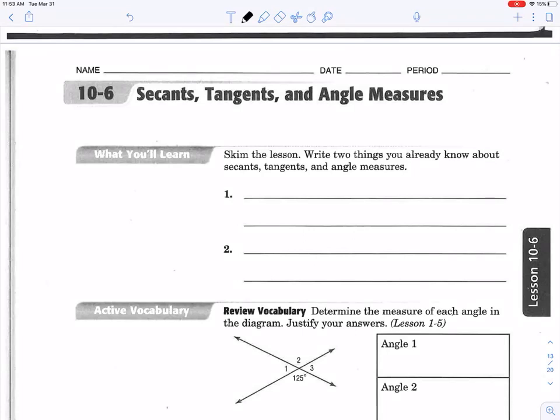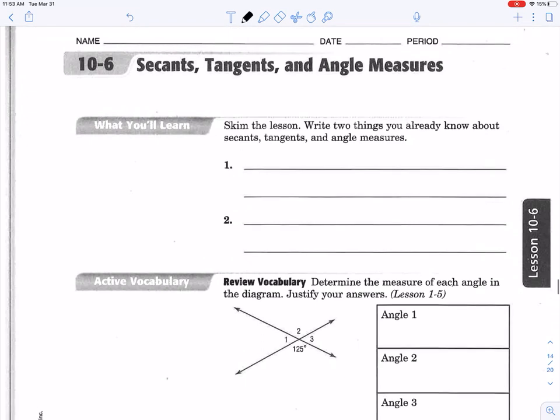This is section 10.6, secants, tangents, and angle measures. Skim the lesson, write 2 things you already know about secants, tangents, and angle measures.